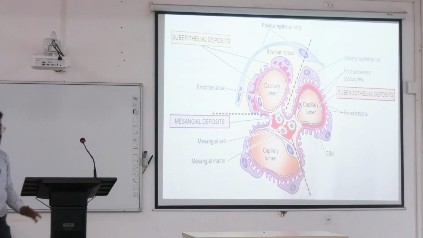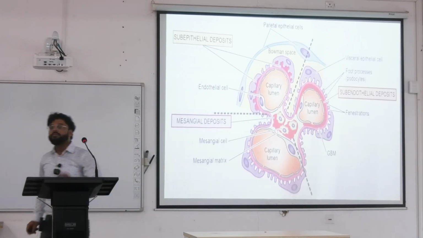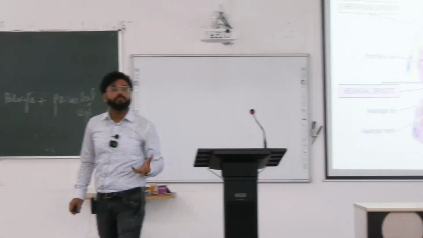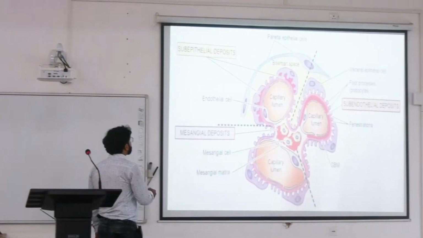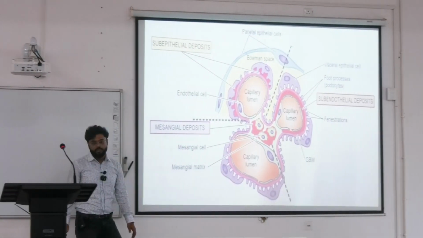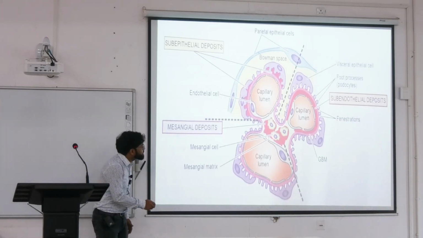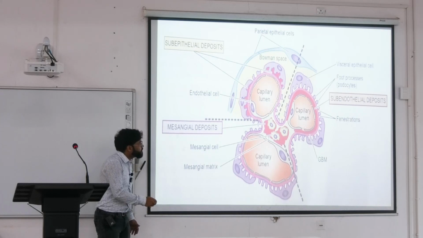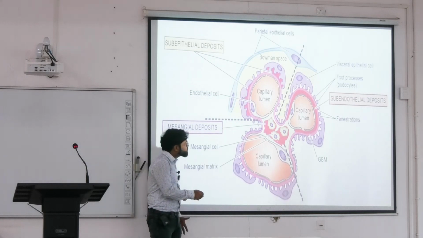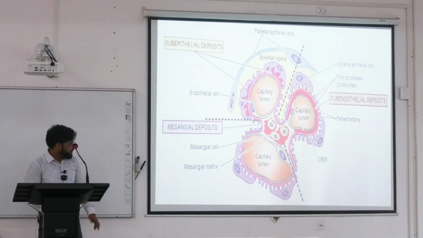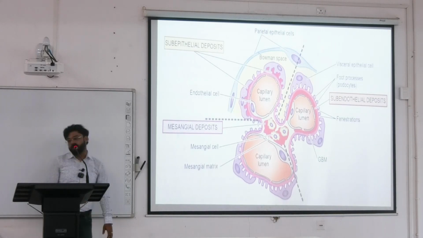Did you understand? Very easy. Now we have to identify different depositions of what? Immunocomplex. According to the site of deposition, that could be subepithelial deposit, mesangial deposit, or subendothelial deposit. Mesangial deposit means this is the mesangium. The capillaries are supported by some matrix, and within the matrix there are some important cells known as mesangial cells. They have nuclei. The capillary endothelium cells have nuclei also.